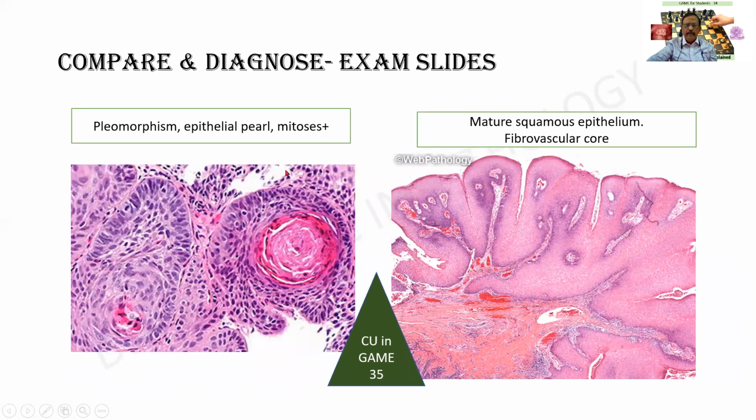This last slide is kept for comparison. This we have already seen. I am finding irregular cells, dark, hyperchromatic nuclei, and there are some mitotic figures. May be difficult for you to see. There is pleomorphism, and there is also a pearl-like arrangement, an epithelial pearl, concentric arrangement of the epithelial cells. This is a squamous cell carcinoma. Whereas this is the papilloma we had seen earlier. Pertinently, I have given this so that you people can compare and not get confused.